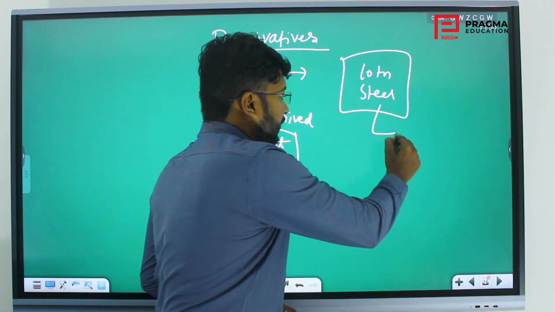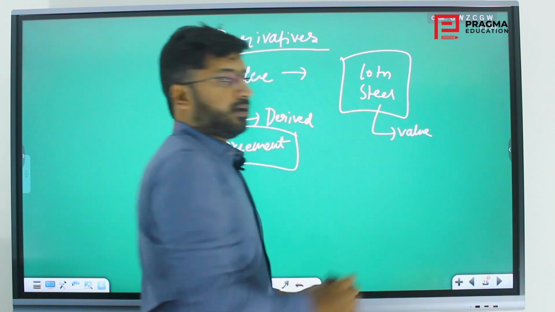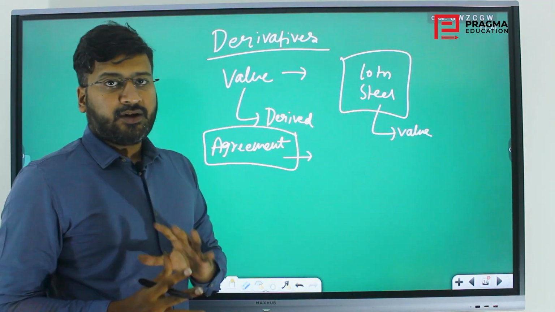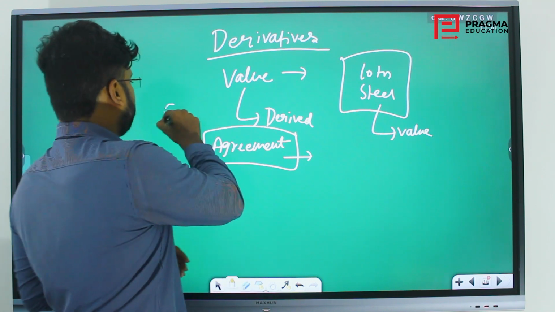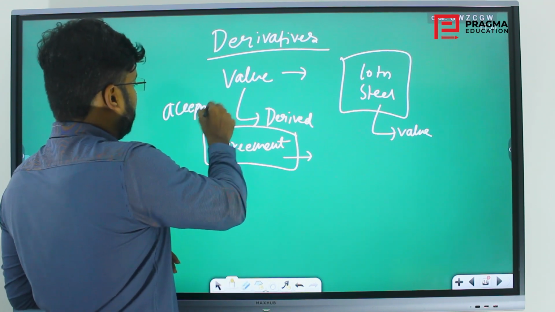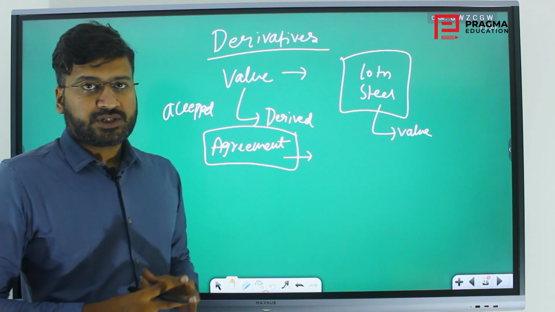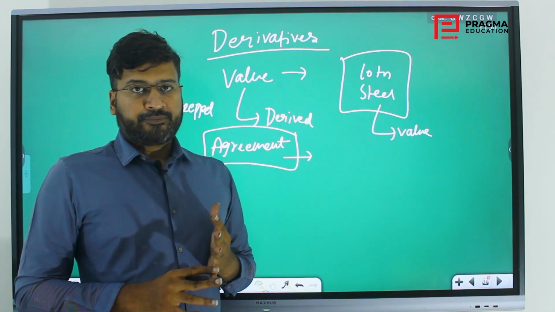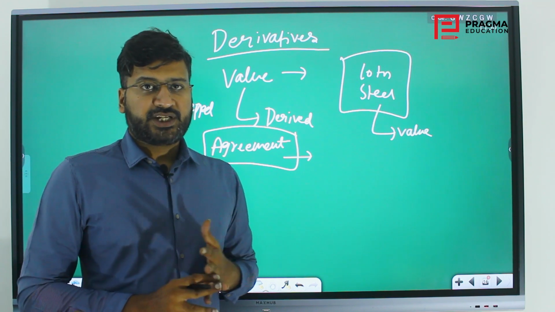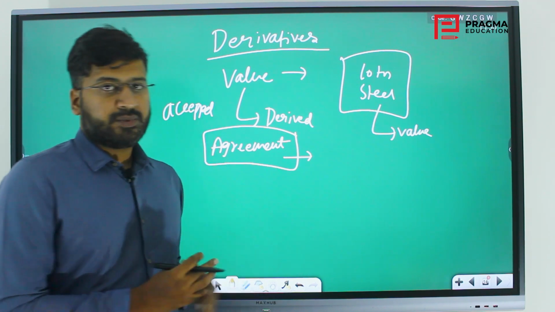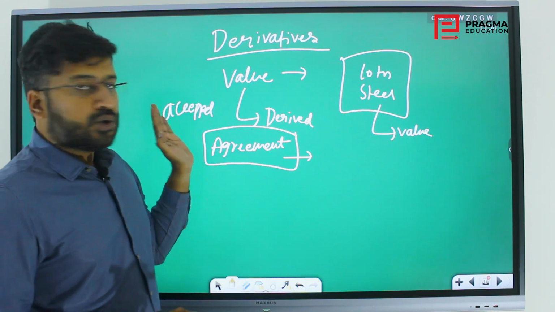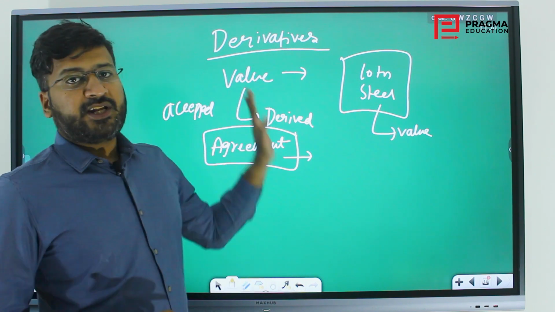The underlying value of this product will give the value to the derivative, and it is nothing but a kind of agreement which is also accepted by the regulator of capital markets. Who is the regulator of capital markets in India? It is SEBI, the Securities Exchange Board of India. We will look into SEBI, how it came into existence, what it does, its functions and everything soon. So it will approve these kinds of derivatives.